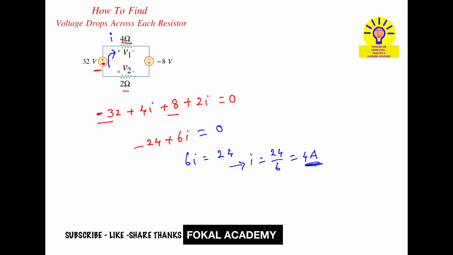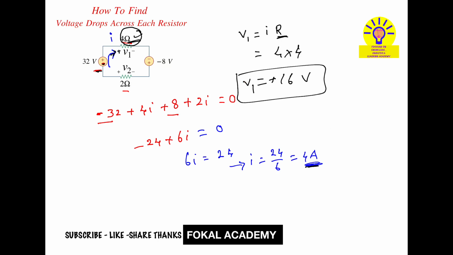Let's see here. The voltage drop across the 4 ohm resistor, V1, equals, according to Ohm's law, we know that V equals IR. So I is 4 and resistance is 4, nothing but 16. But here take the voltage sign, meaning we take minus at the current entering point. In this component the current entering point is the plus sign, so it has plus 16 volts. This is V1.